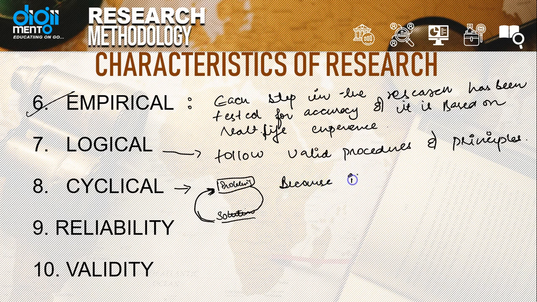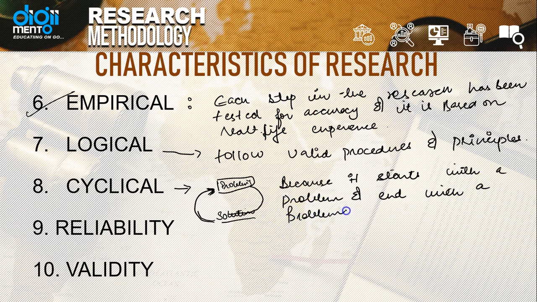because it starts with a problem, so that some other researcher is going to solve it. And you also solve it, but after the solution you find some other problem also in the research process. So now the next one is reliability.